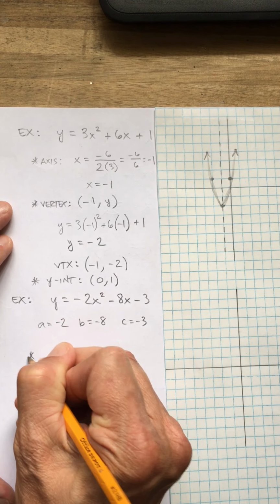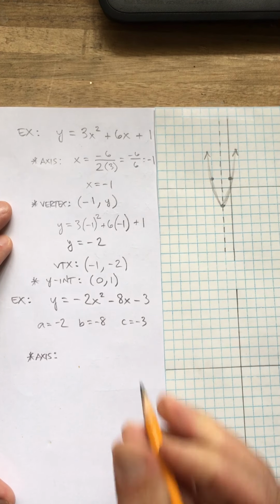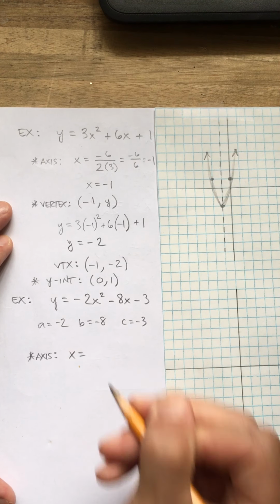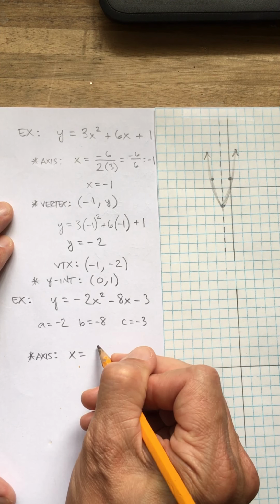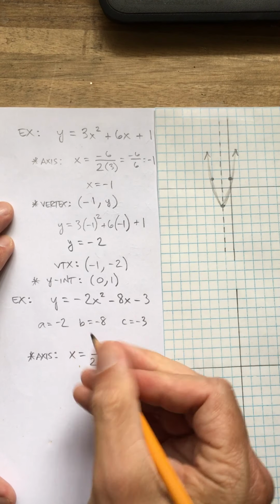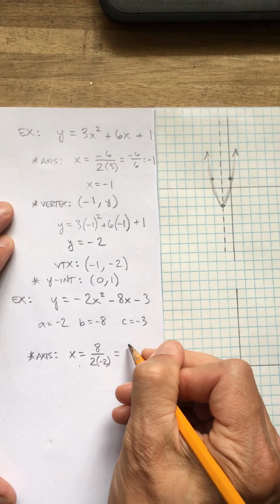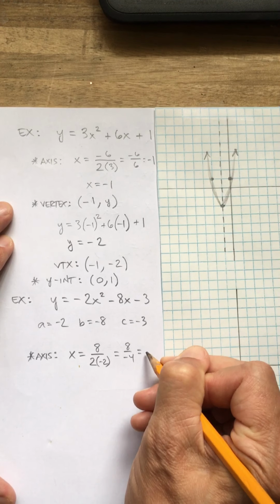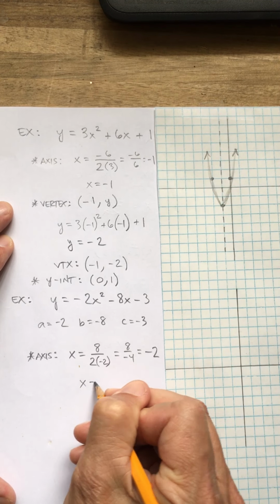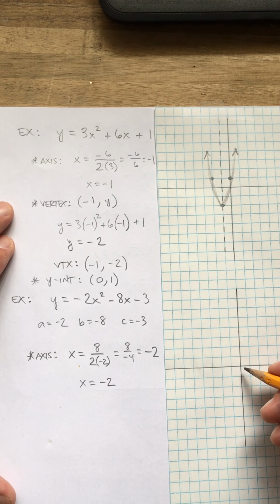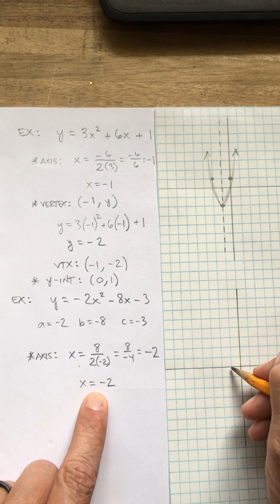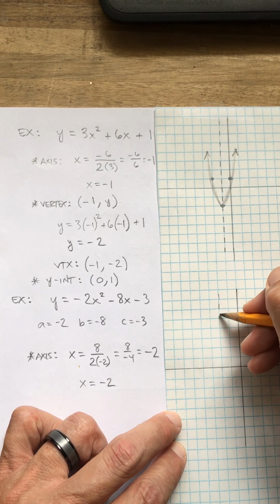So the first thing is our axis. And remember, the axis is always x equals negative b over 2a. So negative b is going to be positive 8 over 2 times a, that's negative 2. So we get 8 over negative 4, which simplifies to negative 2. So my axis of symmetry is x equals negative 2. I'll go to my graph, start at the origin, go in the x direction to negative 2, 1, 2, and here's your axis of symmetry.